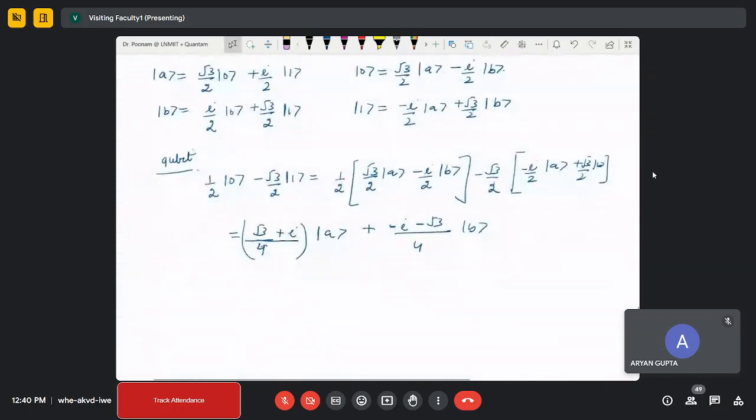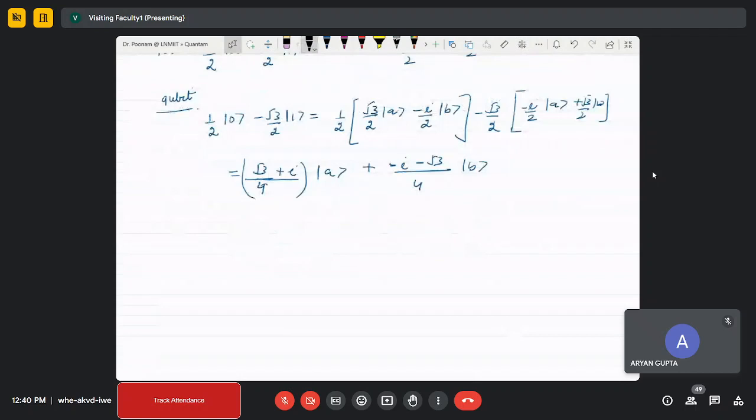चलिए next करते हैं. So it is consecutive measurement.